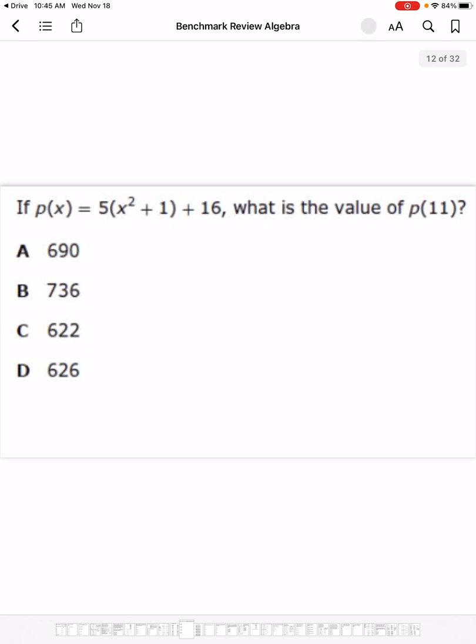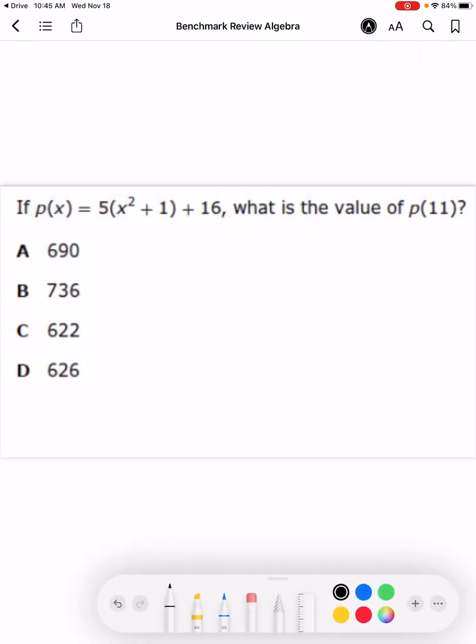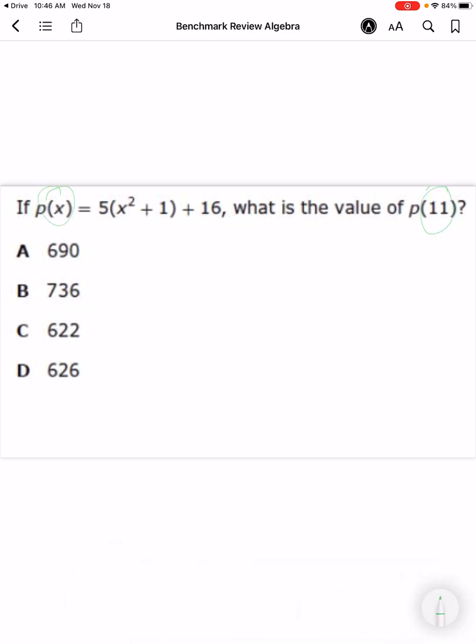All right, when we come to this situation, this is one that we looked at quickly earlier in the year. It says if p of x equals 5 in front of x squared plus 1 plus 16, what is the value of p of 11? Well, if you notice, x right here became 11 right here. So in this problem, I'm going to replace the x with an 11. So it's 5, open parentheses, 11 squared plus 1, close parentheses, plus 16. I put that in my calculator, and then it would give me the answer. So all I'm doing is replacing x in my expression with 11.